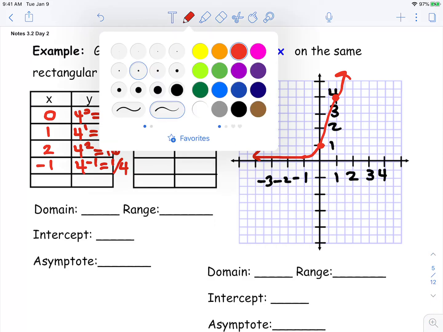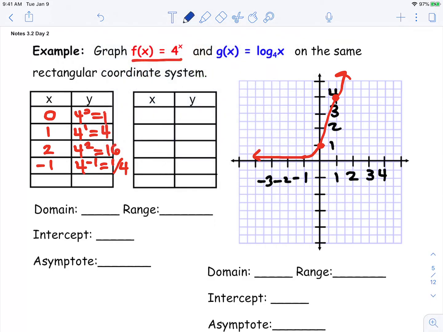To find the logarithm of base 4, we just take these ordered pairs and interchange them. So 1, 0, 4, 1, negative 1, 1/4. And now we graph them.